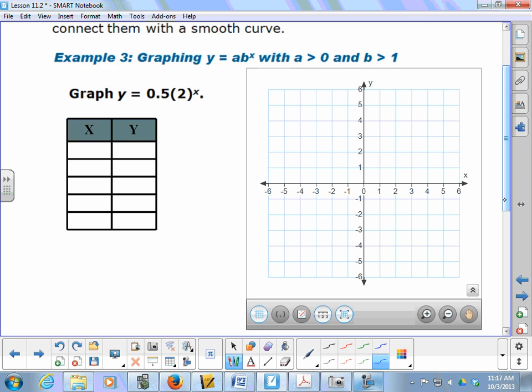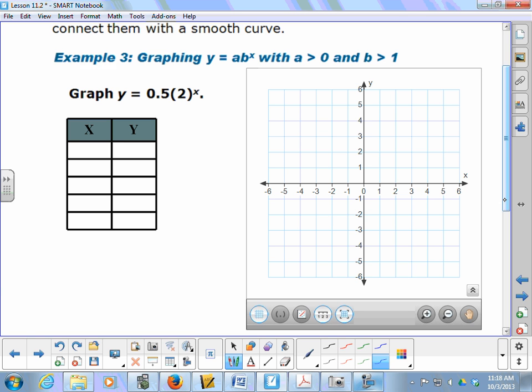Okay. All right, so we're going to start with graphing when a is positive, a is greater than 0, and b is greater than 1. So if a is positive and b is greater than 1, what does that tell me? If b is greater than 1, then as it goes to the right, the graph is going to go up. It's going to do that because a is greater than 0, so it's positive. So we're looking at positive a, the starting value, and b greater than 1.